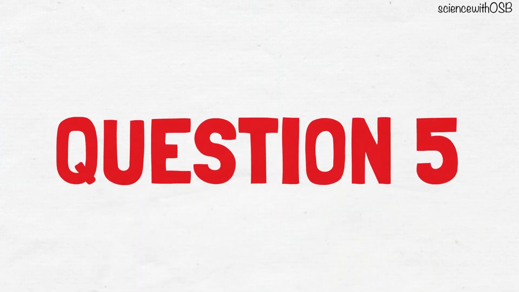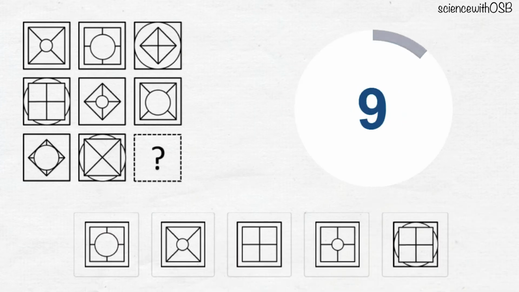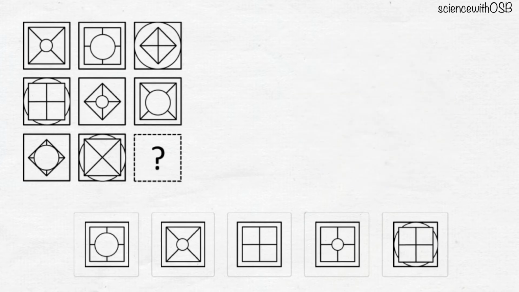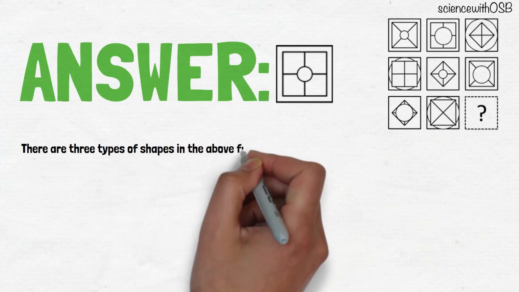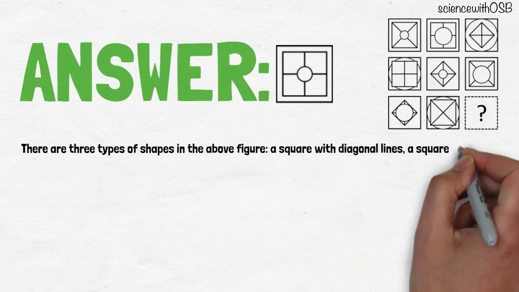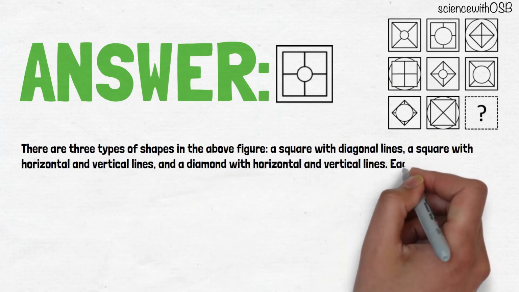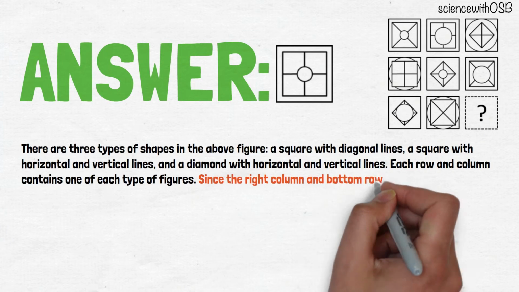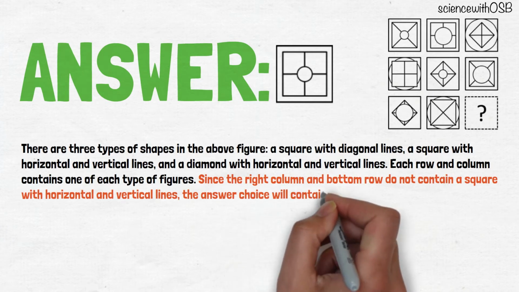Question number 5. Observe these matrices closely. The correct answer here is 4. There are 3 types of shapes in the above figure: a square with diagonal lines, a square with horizontal and vertical lines, and a diamond with horizontal and vertical lines. Each row and column contains one of each type of figures. Since the right column and bottom row do not contain a square with horizontal and vertical lines, the answer choice will contain this type of figure.